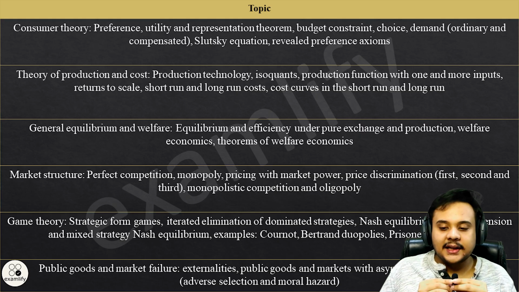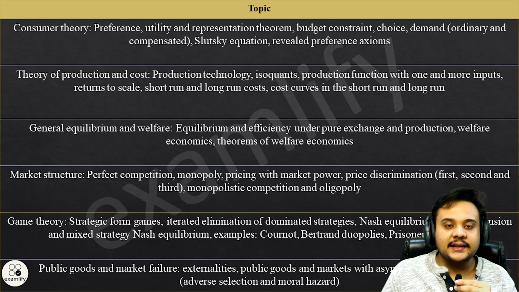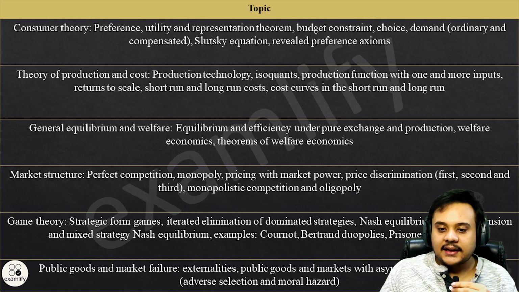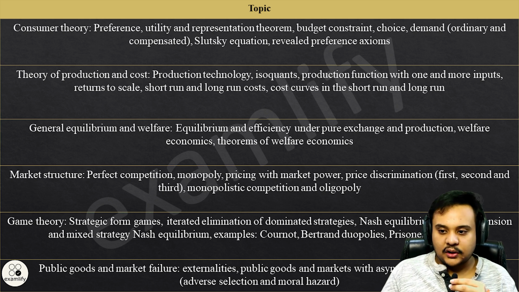This is the syllabus. These are the topics here that we have already seen the weightage for, and these are the subtopics inside of those topics, like preference, utility, obviously budget, choice. Then we have demands, Le Chatelier, revealed preference, axioms. So all of these topics are very important, right? Then theory of production and cost, obviously we have seen the importance of this topic. General equilibrium and welfare theories.